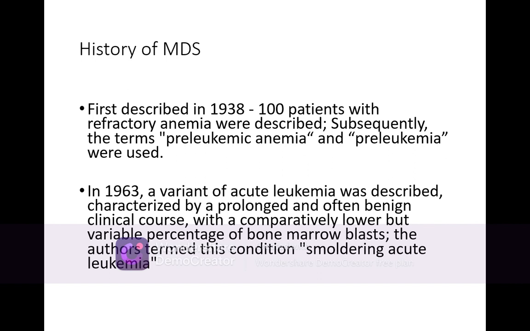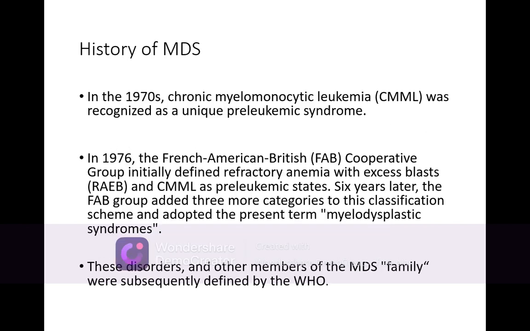In 1963, they actually did the bone marrow biopsies and in detail, with electron micrographs, and they labeled this condition as smoldering acute leukemia. And then in 1976, the French-American-British cooperative group, the European countries, the Britain and the French, developed this condition as the myelodysplasia.